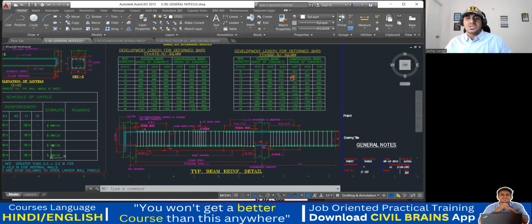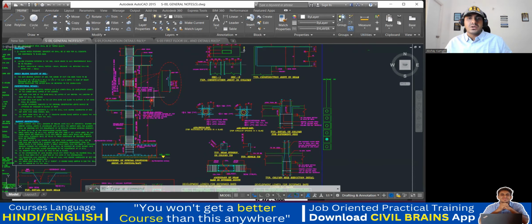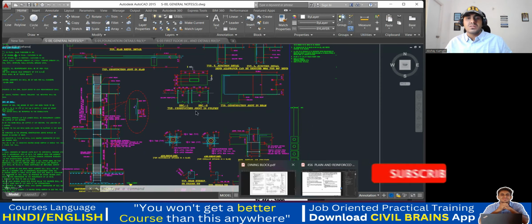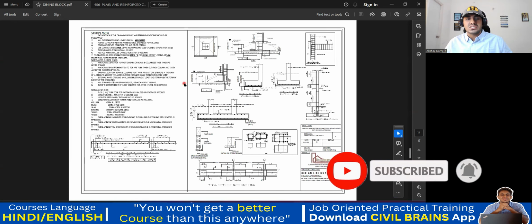I'll wind up this lecture here only. Of course, there are a lot of things to explain, especially the column part. I also told you that we'll be taking this particular drawing and trying to understand it. Those things I'll cover in the next lecture.